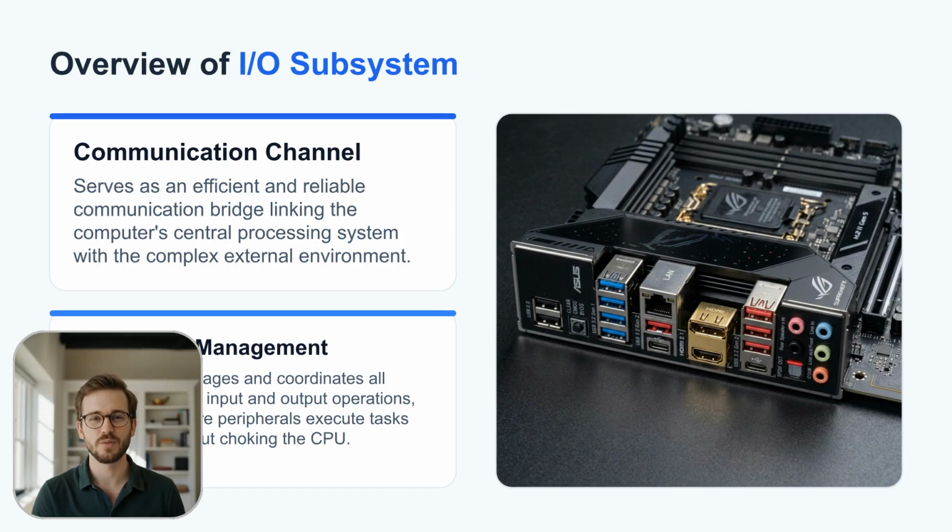As an operations manager, the I/O subsystem coordinates all input and output tasks, resolving speed mismatches and preventing low-level peripheral hardware operations from choking the central processor. Without this abstraction layer, the CPU would spend most of its execution clock cycles.